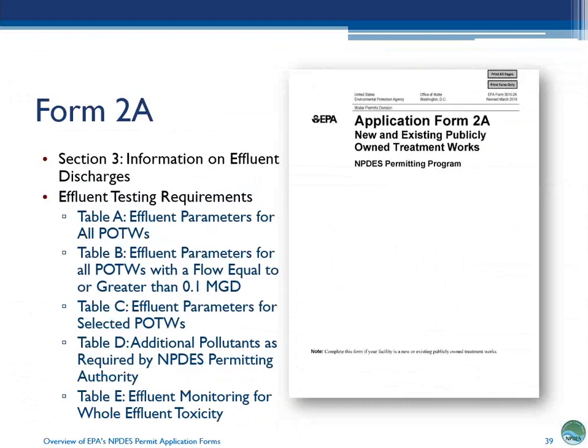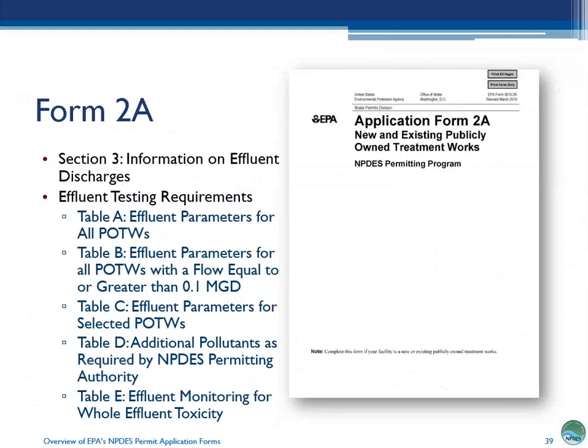Form 2A requires applicants to complete one or more data tables summarizing effluent testing results. The items in Section 3 are designed to guide the applicant through the process of determining which tables they should complete. At a minimum, effluent testing data must be based on at least 3 samples taken within 4.5 years prior to the date of the application.